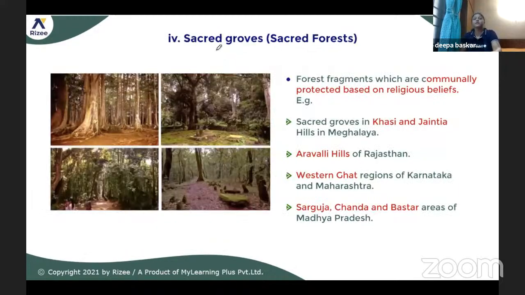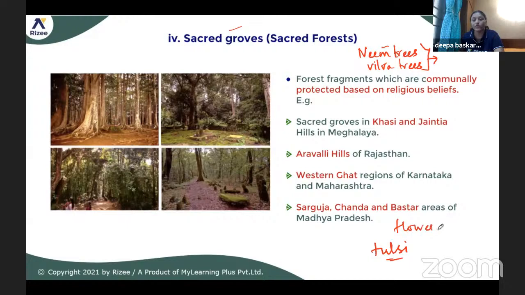And the fourth one is sacred groves. You know very well that even in Tamil Nadu, neem trees and bilva trees are called sacred trees. People believe in them and even worship these trees, like plants such as tulsi, you know very well. Some flowers which they offer to God are considered sacred plants and sacred trees.